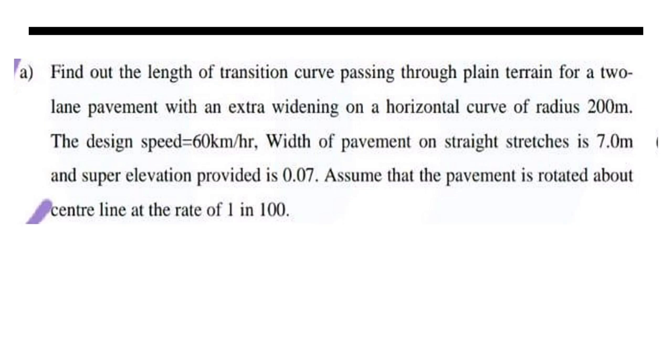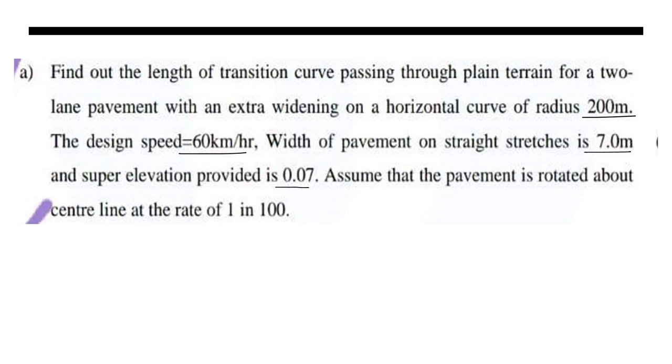Find out the length of transition curve passing through plain terrain for two-lane pavement with an extra widening on a horizontal curve of radius 200 meter, design speed 60 km per hour, width of pavement on straight stretches is 7 meter and super elevation provided is 0.07. Assume that the pavement is rotated about center line at a rate of 1 in 100.